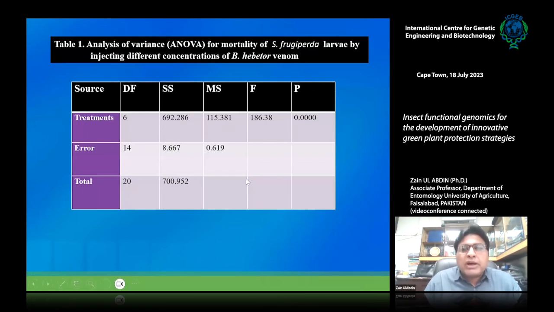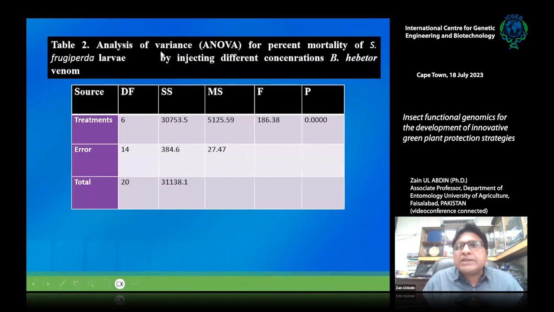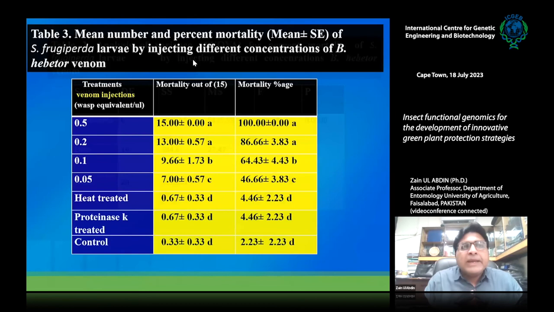Then analysis by ANOVA. Here you can see we have analyzed the data. We checked the analysis of the data, that when different concentrations of Bracon hebetor venom enter the host, it causes mortality, and the data gave significant results. Here again, analysis of variance for percent mortality of Spodoptera frugiperda larvae by injecting different concentrations of Bracon hebetor venom, and mean number and percent mortality of Spodoptera frugiperda larvae by injecting different concentrations of Bracon hebetor venom.